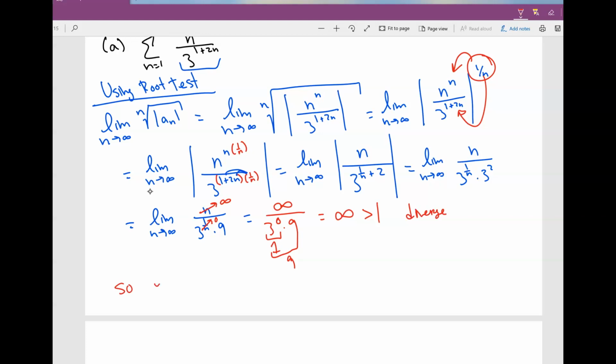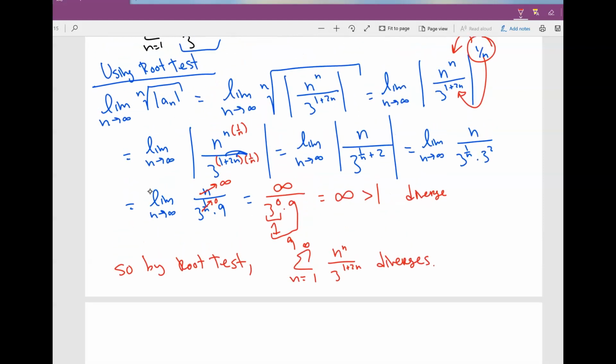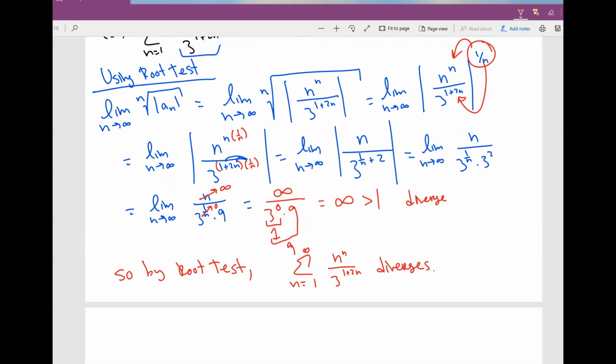So by root test, the sum from n goes from 1 to infinity of n to the power of n over (3, 1 plus 2n) diverges. Okay. So the main thing about doing this is that the root test is just going to eliminate any power that you have up on the top. Okay. So it actually simplifies things a lot better.